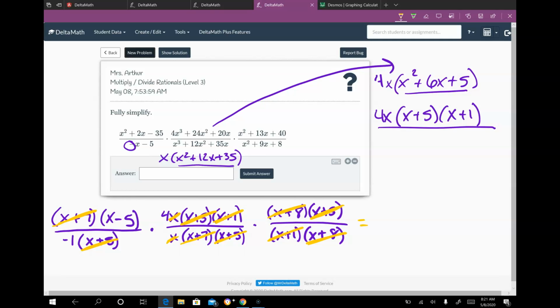So we smush the top, which is going to be 4x minus 5, and then the denominator has that negative 1 still. Well, you can just say 4 divided by negative 1 and get negative 4x minus 5 as your answer.